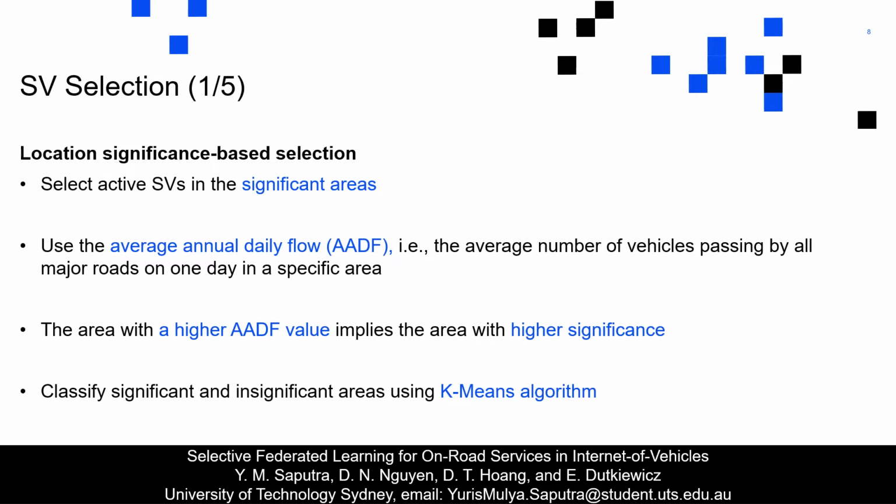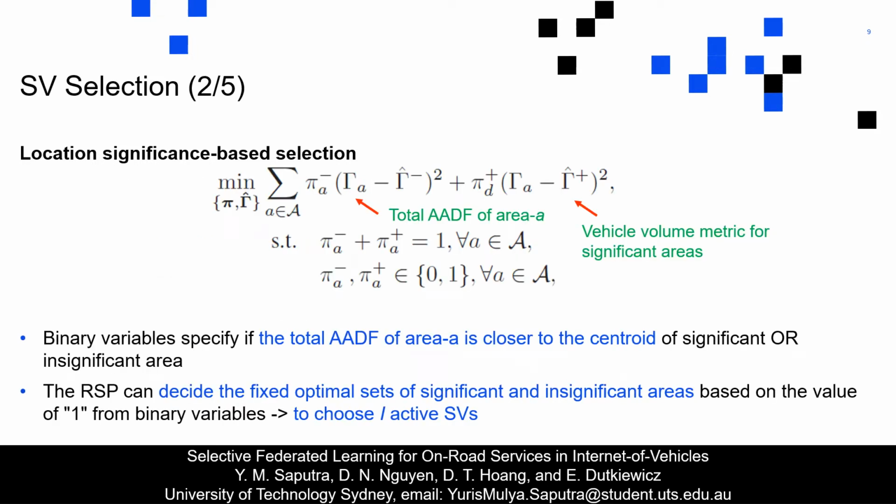The k-means algorithm here is usually used effectively to provide classification for a binary model. So this is the optimization problem to classify the significant and also insignificant areas. We can see here that we have 2 binary variables to specify if the total AADF of area A is closer to the centroid of significant or insignificant areas. And then based on the value of 1, the RSP can decide the fixed optimal sets of significant and insignificant areas, to choose especially the active SVs in the significant areas for the FL process.